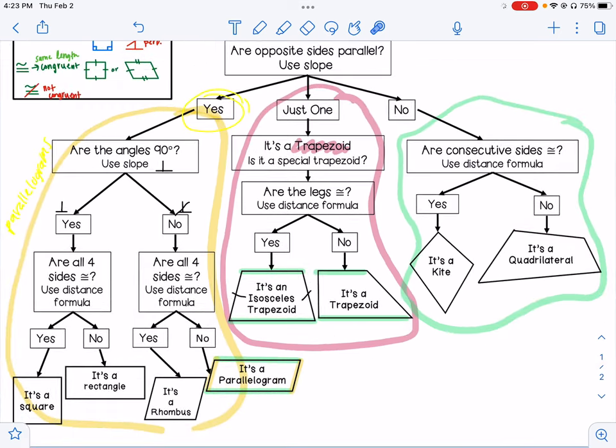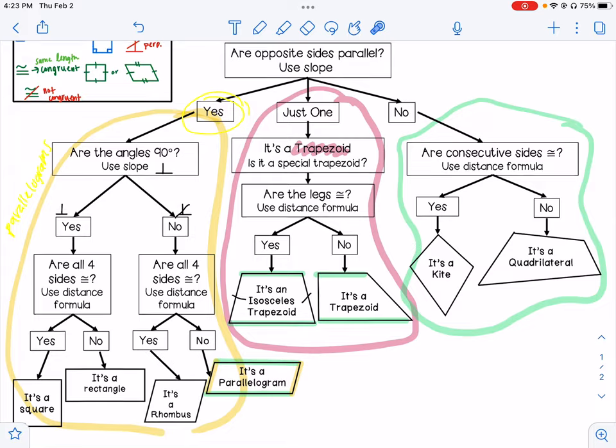So less classification here to get between the two. One side is parallel. Awesome, cool. Well, then what about the lengths of the legs? If the lengths of the legs are the same, you have an isosceles. The lengths of the legs are not the same, a trapezoid.